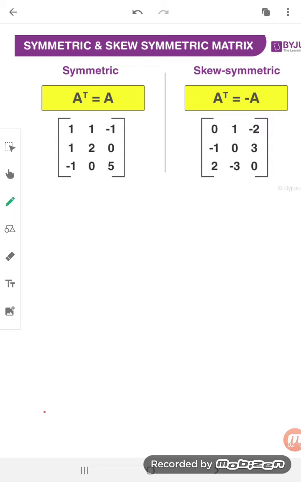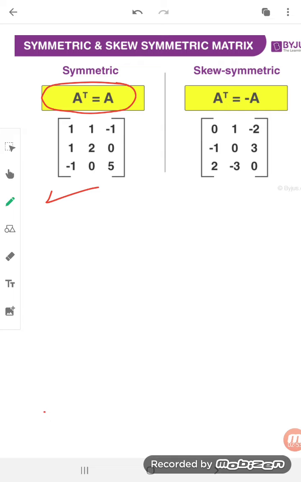After that, symmetric matrix and skew matrix. Symmetric matrix means this matrix which is equal to its transpose. So AT equal A, such as this matrix 1, 1, negative 1, 1, 2, 0, negative 1, 0, 5.